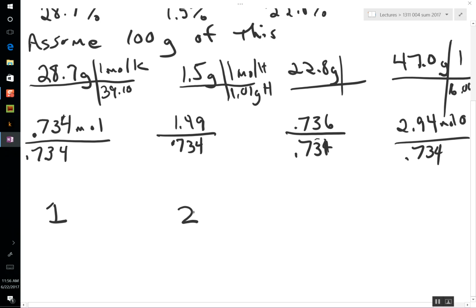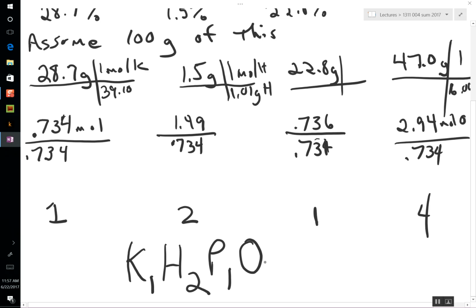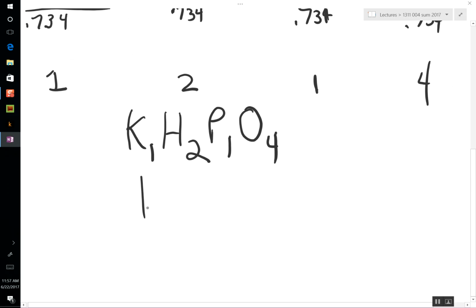This is roughly the number 2, the number 1, not exactly 1, but round it off to 1. 2.94 divided by 0.734 equals what? 4. Look at that, 4. So what do we have? We have K1, H2, P1, O4. Or KH2PO4.